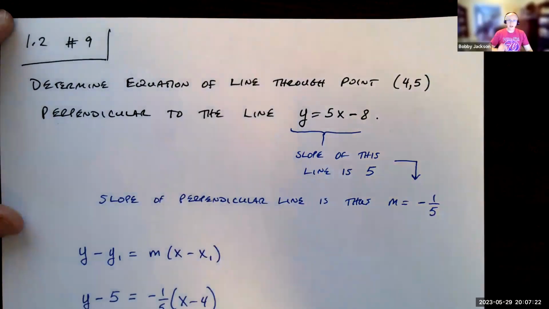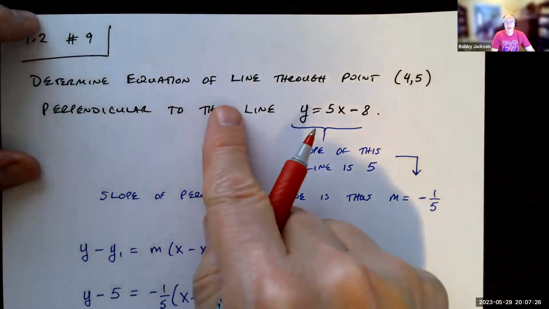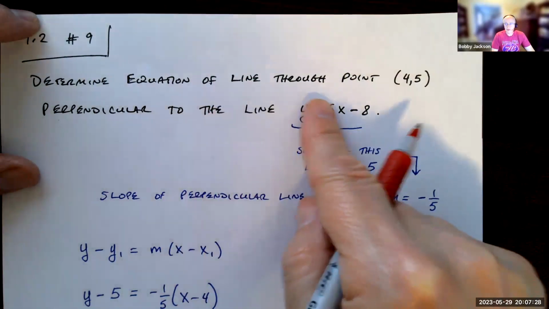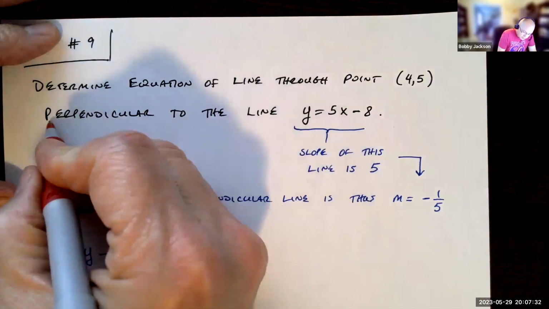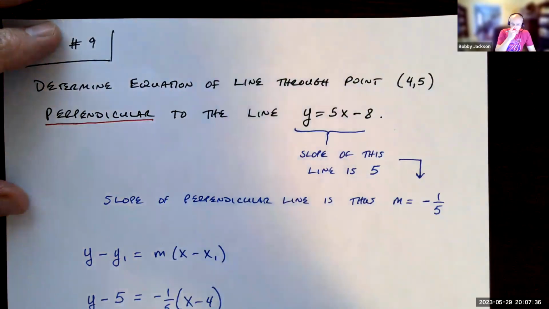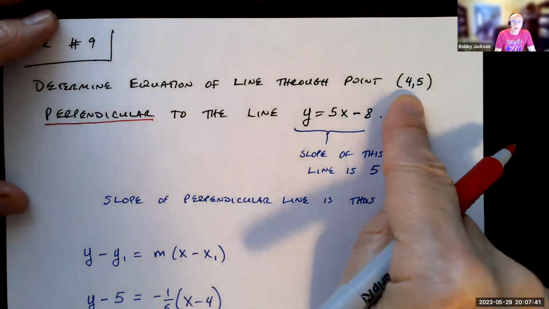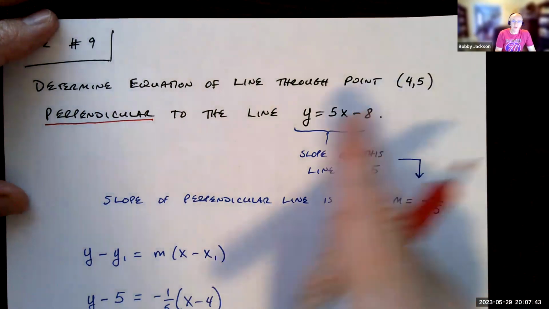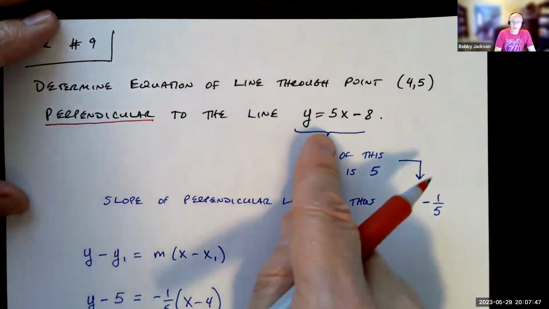So let's take a look at number 9 in section 1.2. And this one, we're going to determine the equation of a line passing through the point (4, 5) perpendicular to the line y = 5x - 8. So we have the point on our line, but we need the slope. Well, the slope is going to be determined from this information. Our line is perpendicular to this line.